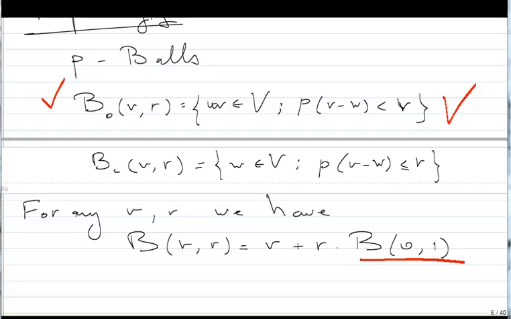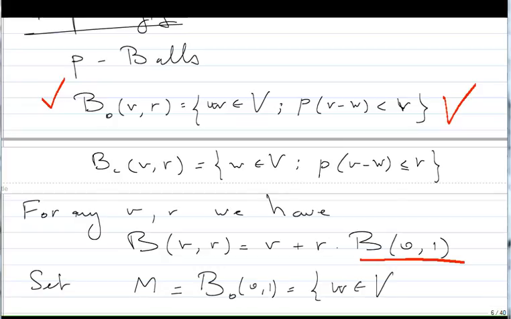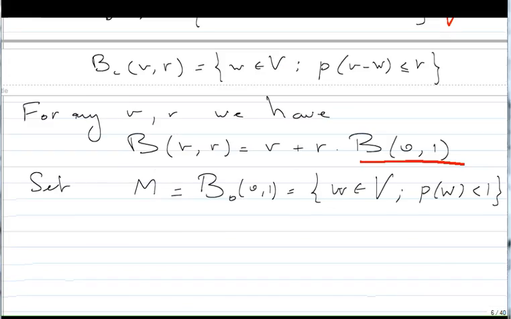Let's call it M. Set notation: M is the open ball B_P(0, 1), which is the set of w in V such that P(w) is less than 1. Whatever we say on this open ball, the properties of M are the same for the closed ball. The first property is that 0 belongs to M.